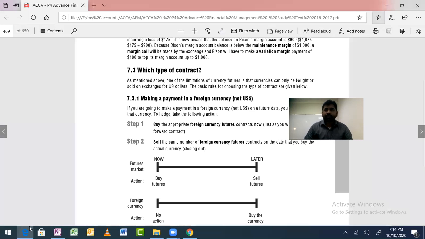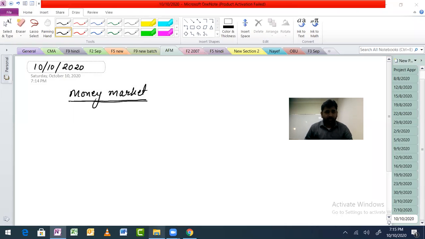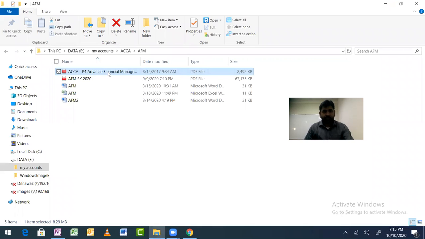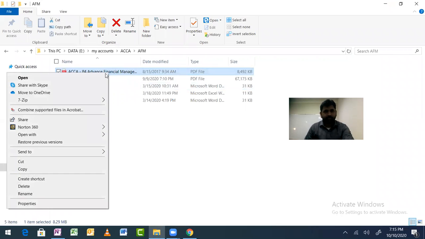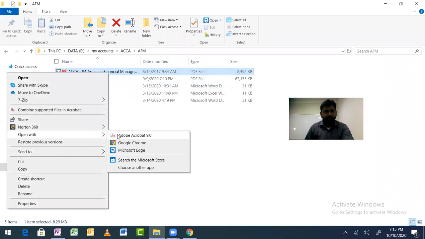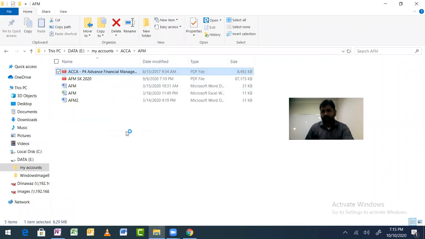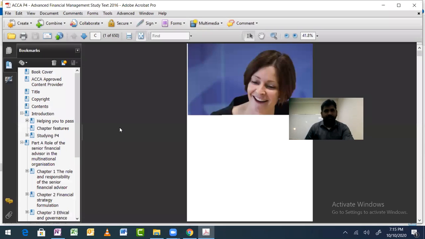Now, page 469. Let me go back to this. This is a very old book of P4. I think they stopped printing the P4 textbook quite early. So I think from 2018 we are using the workbook only in P4, and this book is from 2017.